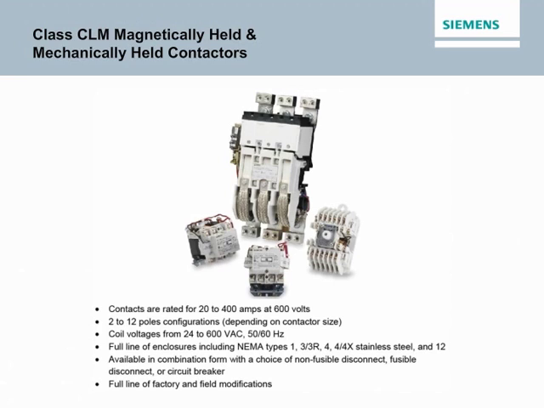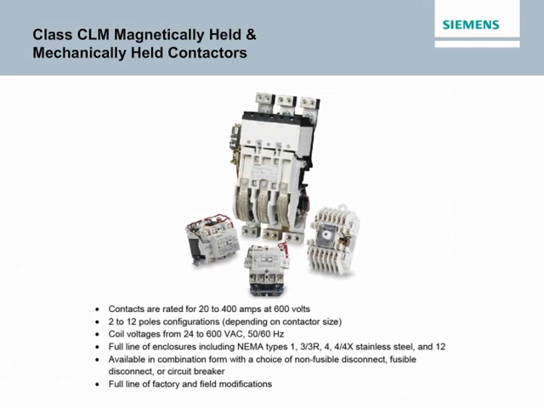A magnetically held contactor contains a permanent magnet. When the contactor is energized, current through a coil creates a magnetic field that reinforces the permanent magnet and closes the contacts. Current through the coil is then interrupted and the contacts are held closed by the permanent magnet, even if control power is lost.